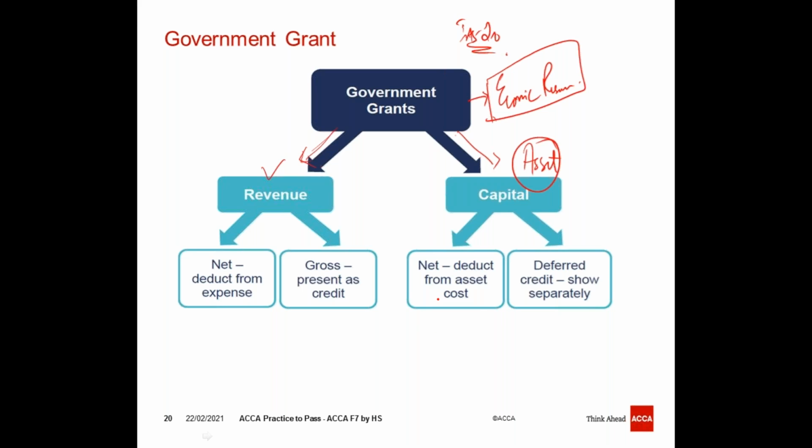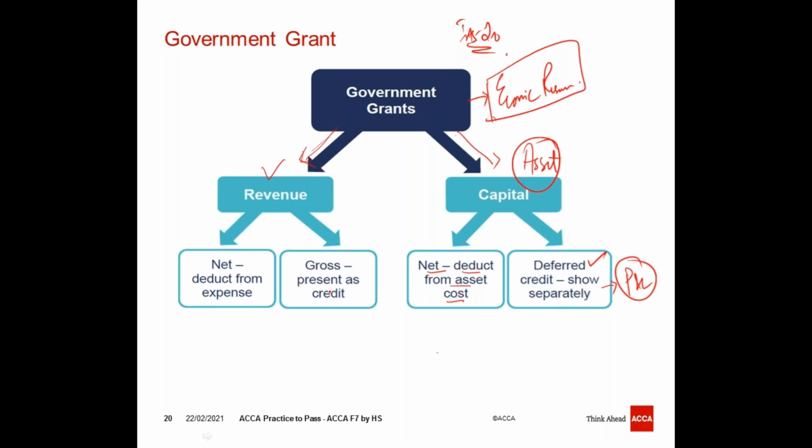Grant related to assets can be recognized as a deferred credit and then released into the income statement gradually. Or it could be netted off, deducted from the asset cost. So these are the two treatments of grant related to assets.